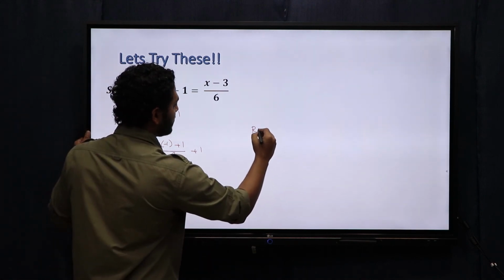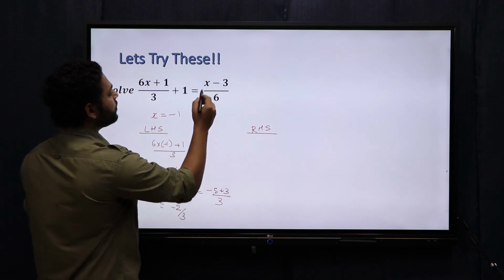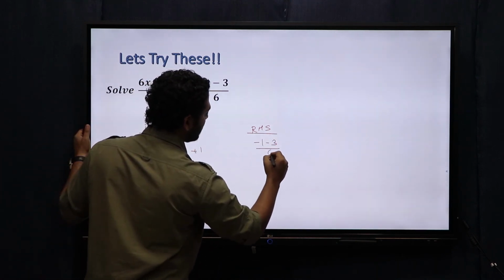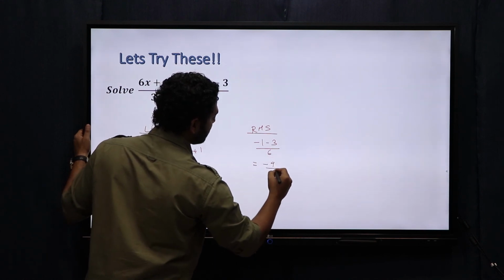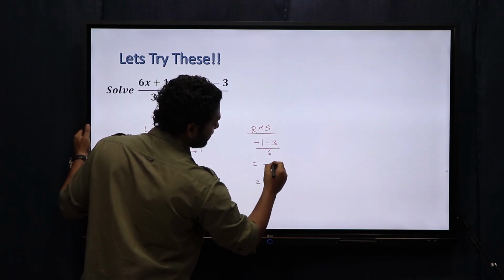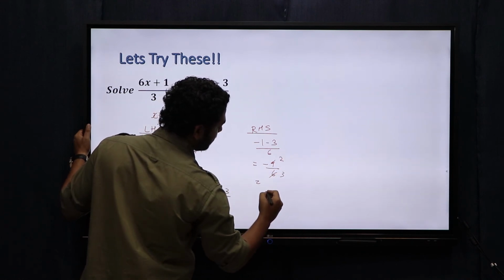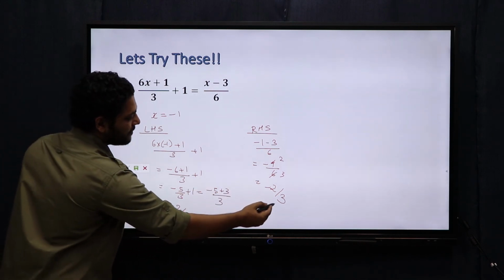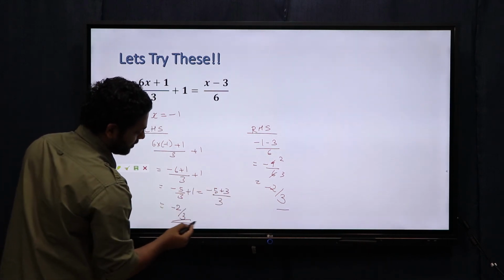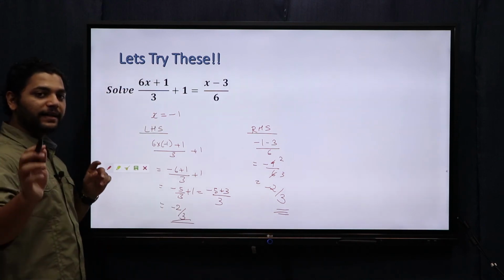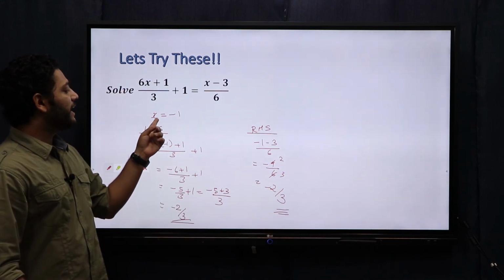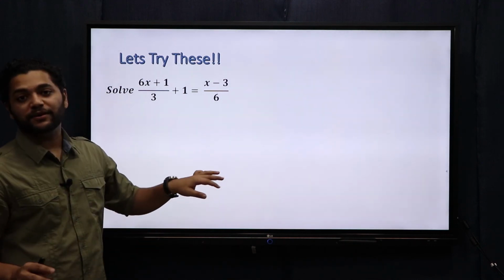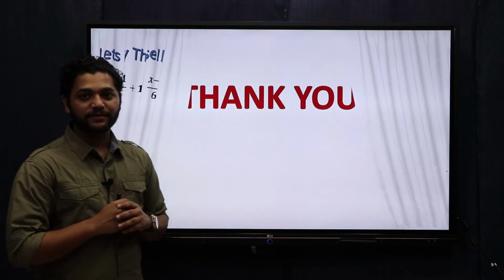Similarly, for the RHS, if I substitute x equal to minus 1, what would it be? Minus 1 minus 3 by 6, which is minus 4 by 6, which is, if I cancel here, 2, 3, right? So minus 2 by 3. That means I can say that LHS is equal to the RHS. Hence, the value of x that we got as minus 1 is correct. I hope these questions were easy to solve and you are clear with this. Thank you.